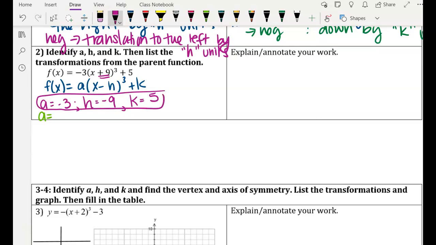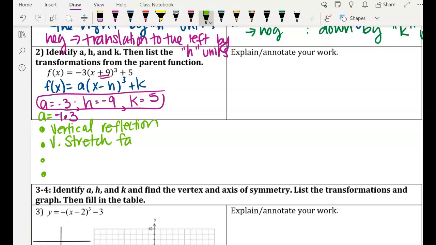But when A is -3, it's technically -1 times 3, so that gives us 2 transformations for the A. So I'm going to make 4 bullet points here, because A being -3 gives us 2 transformations. The negative is a vertical reflection, and yes, you can say reflect over the x-axis. The 3, since that's a value bigger than 1, is a vertical stretch. As you can see, I'm using V for vertical: vertical stretch factor of 3.